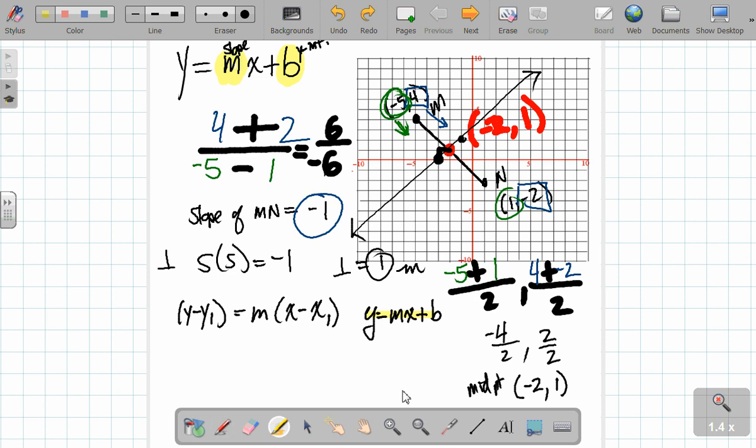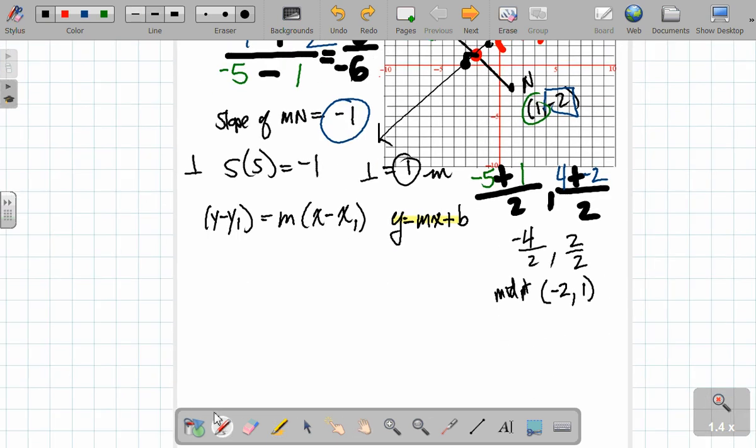Okay, so remember there's only 2 things you need. You need a slope and a y-intercept. We already have our slope. We have y equals 1 times x plus b. We want our b, correct? Okay. We already have a value for x and y.